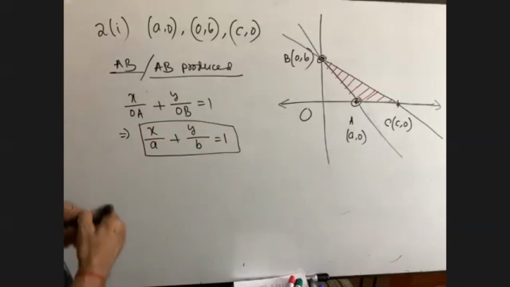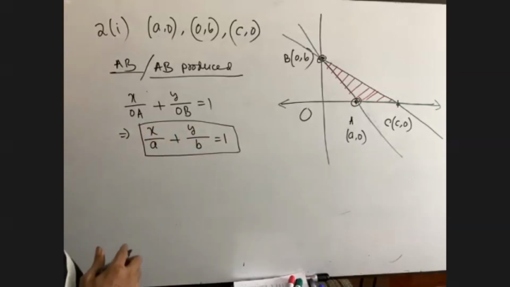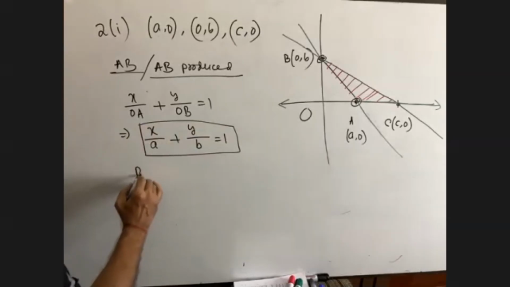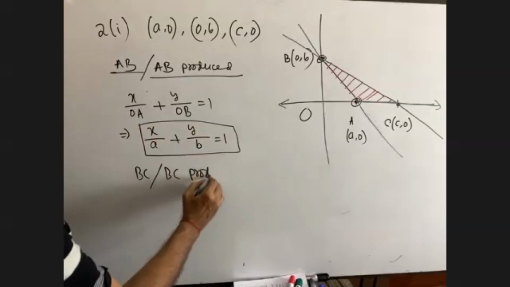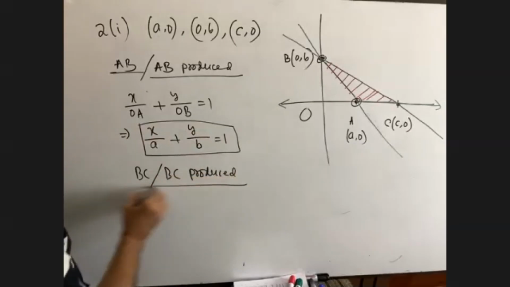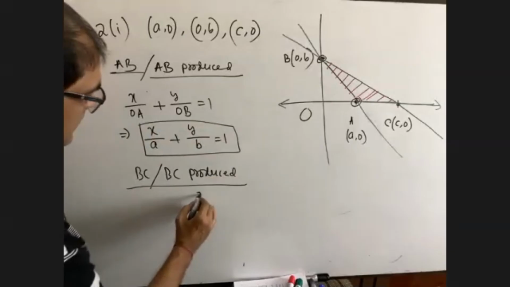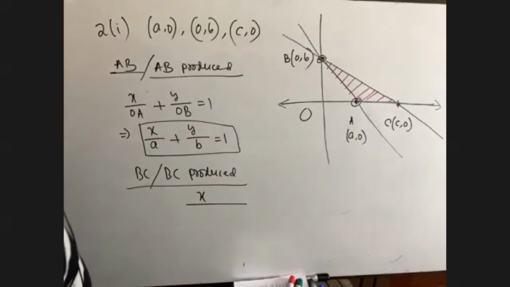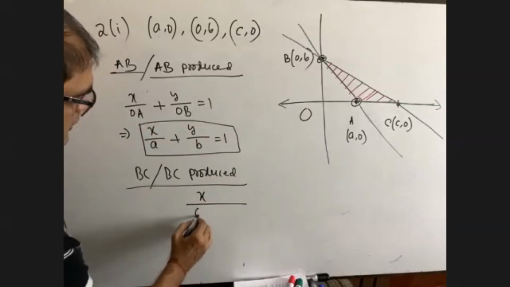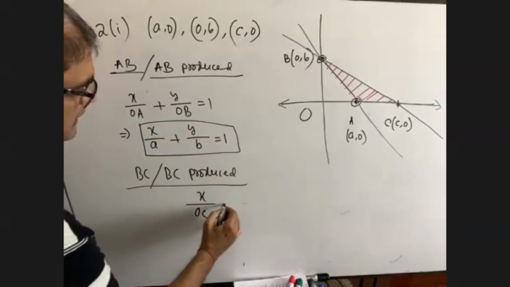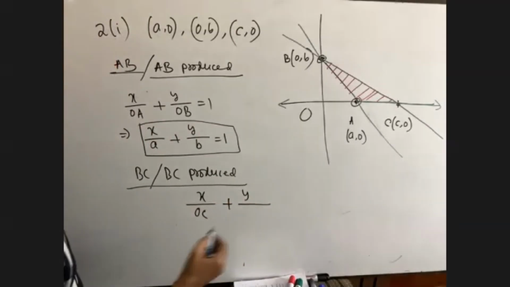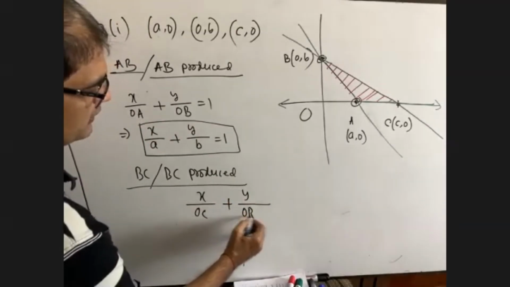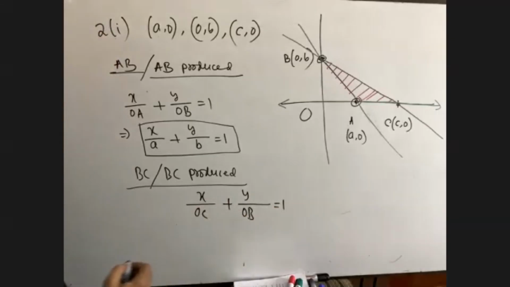What is told in the question? That you have to find the equation of the straight lines which are the produced sides of the triangle. This is the triangle. It has 3 sides, and the 3 sides have been produced. You can also produce like this, like this, and in this way.